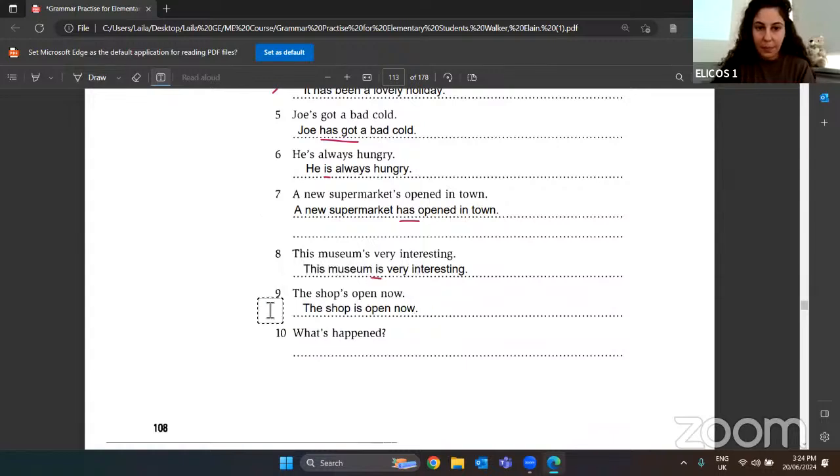Teacher, I don't know number 7. Why does it have "has"? Because there's no time. It didn't say when. So remember, you've got the subject, the verb to have, and then the past participle. It didn't say yesterday or last night. There's no specific time.